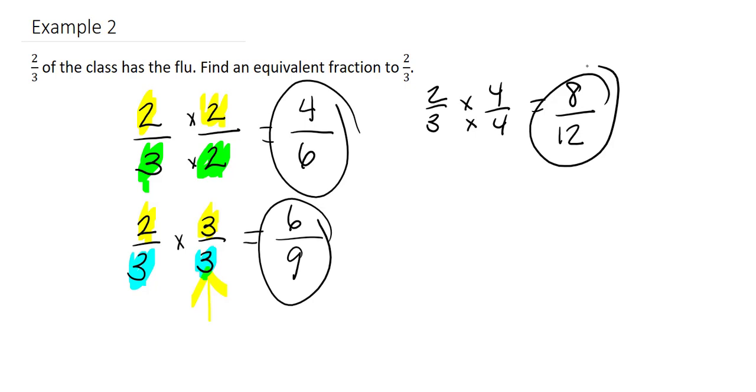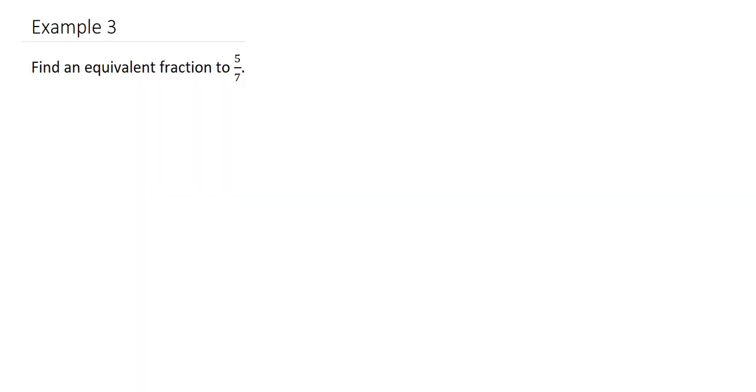Now, let's look at another example. Example 3. Find an equivalent fraction to 5/7. Well, 5/7, let's go ahead and write that. Now, we just have to find any equivalent fraction. It doesn't tell us we have to give a certain number on the top or the bottom. So we can pick anything we want.